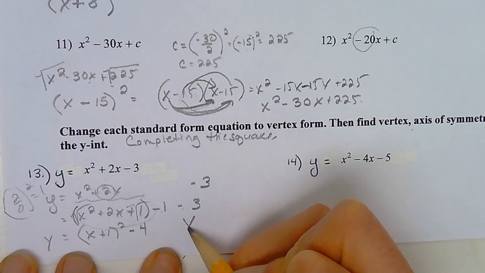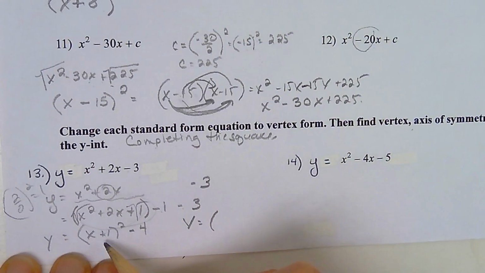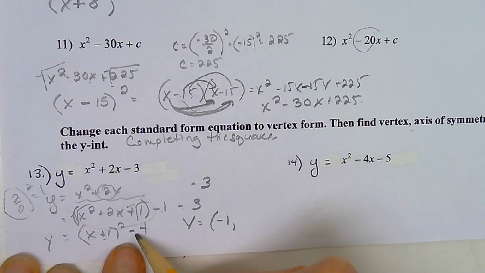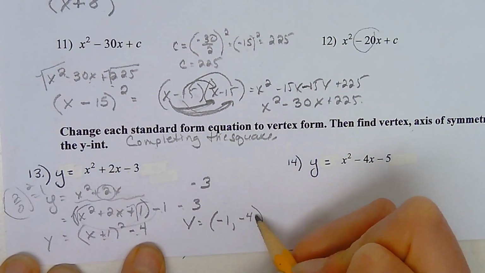Well, the vertex comes right from the vertex form. It's the opposite sign of what's on the inside here, which is negative 1. And then the k value is negative 4, or the y value for the vertex.